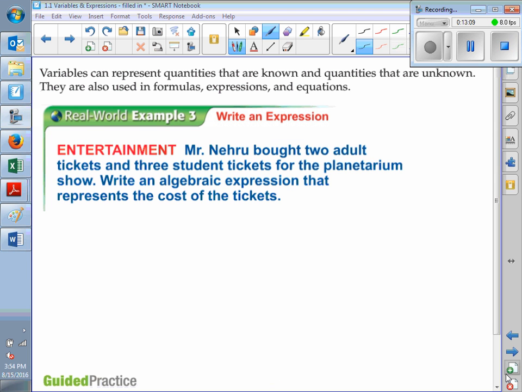All right, variables can represent quantities that are known and quantities that are unknown. They are also used in formulas, expressions, and equations. So here, in our real-world example, it says Mr. Nehru bought 2 adult tickets and 3 student tickets for the planetarium show. Write an algebraic expression that represents the cost of the tickets. Okay. First, what is the variable? What is the thing that changes all the time?